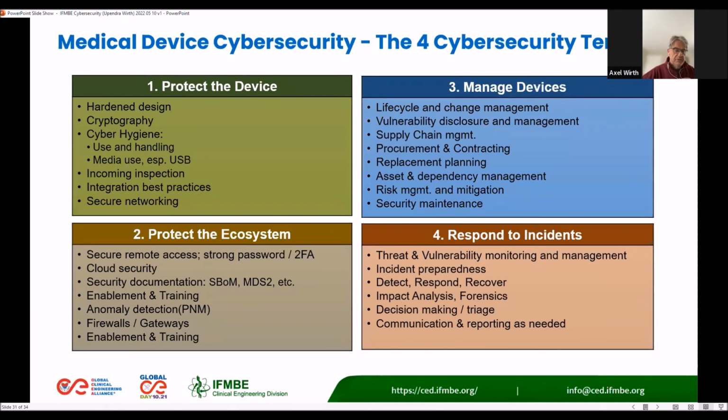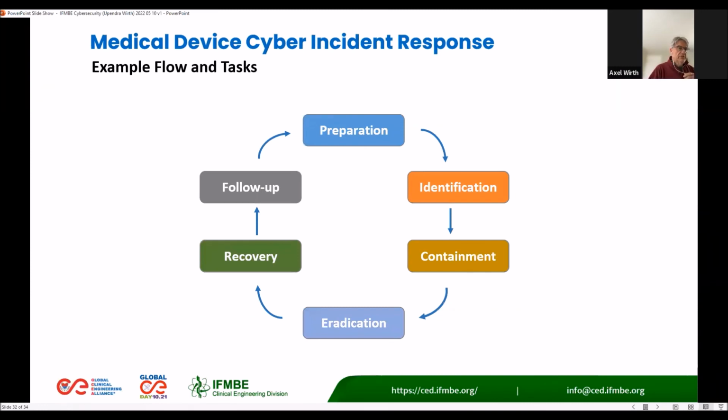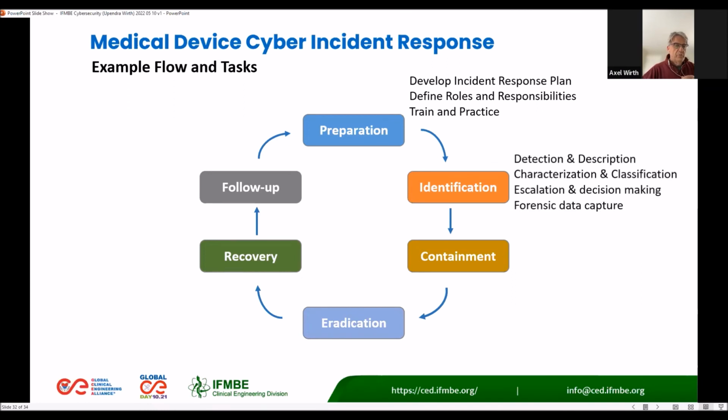And I want to specifically pick out incident response because that is such an important but unfortunately often neglected task. Right? So you start with preparation, incident response plan, define roles and responsibilities, and then you want to train and practice. The last thing you want to do is start executing your plan the first time you have a real incident. So you want to have tabletop exercises. You want to be able to detect and correctly describe and characterize an incident. You want to be able to escalate depending on the impact. And you want to make sure that while you do all of that, you collect the forensic data so you can analyze it once you're recovered.